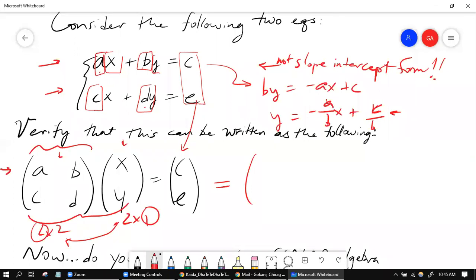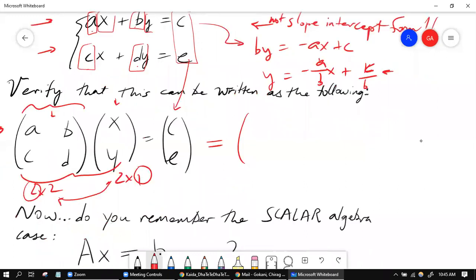And now what would you do? Multiply a by x and b by y. Yes, so a times x plus b times y is the first element. And what's the bottom element? cx plus dy. Very good.